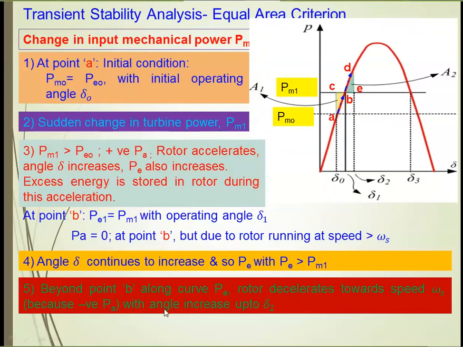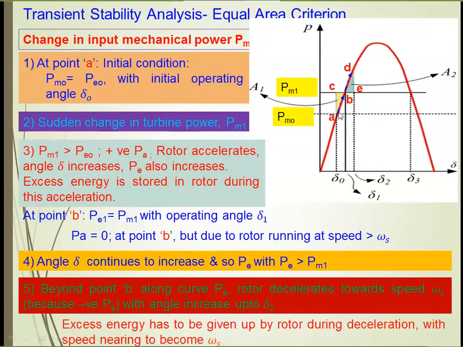But still, the angle will continue to increase up to this rotor angle delta 2. The rotor speed will slow down beyond this point B, but the angle will increase up to delta 2, because suddenly at point B the rotor angle cannot be stopped. As it crosses this point, the rotor will decelerate and the rotor speed will fall. It will try to reduce towards omega s here, but the angle continues to increase up to delta 2.